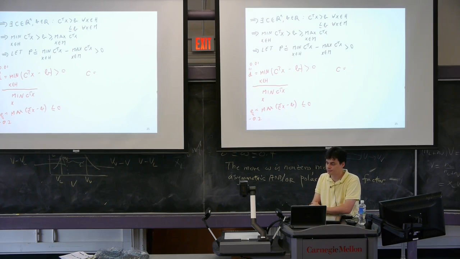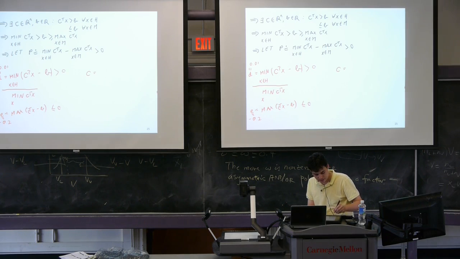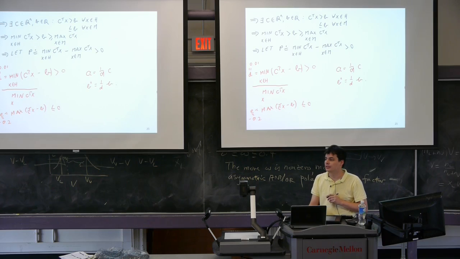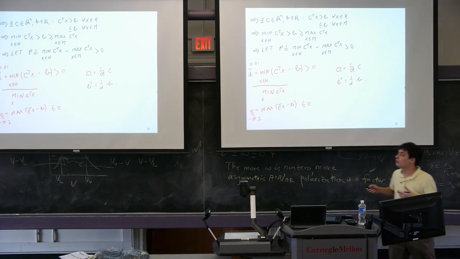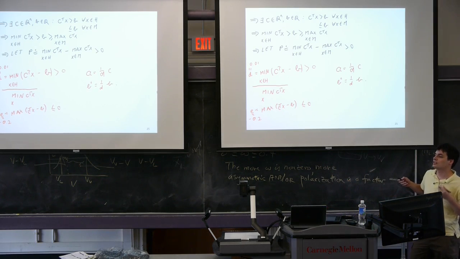That's the hyperplane you want to construct. So your new A would be 1 over D times C, and your new B would be 1 over D times the old B. Right? So in this case, why I'm saying it's not simpler than the previous one.